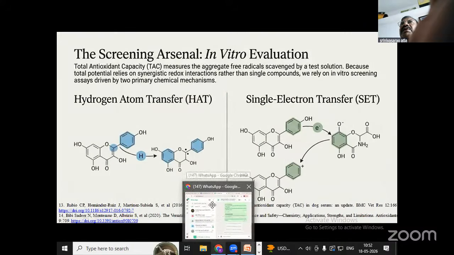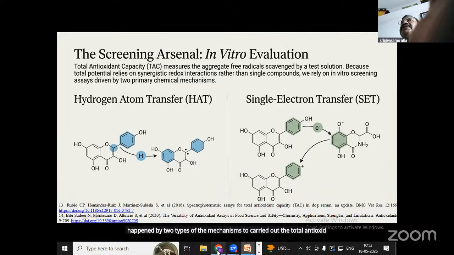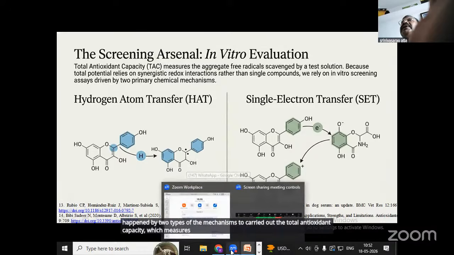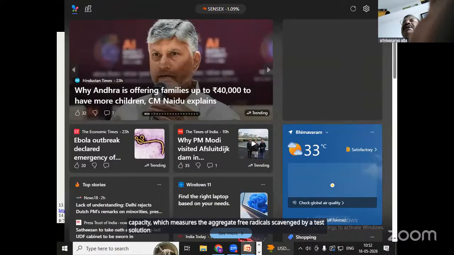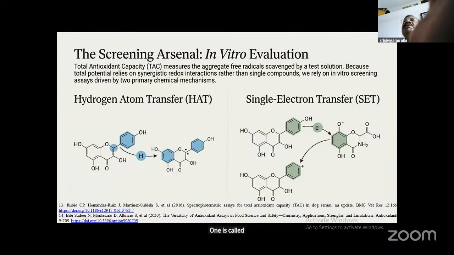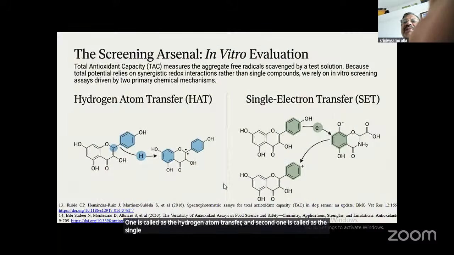The in vitro evaluation happens by two types of mechanisms to carry out the total antioxidant capacity, which measures the aggregate free radicals scavenged by a test solution. One is called hydrogen atom transfer, and the second one is called single electron transfer.